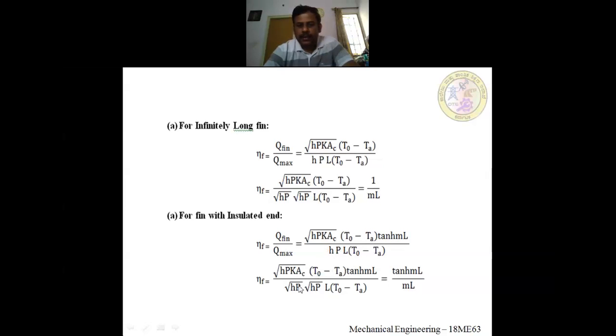So here, once again, square root of HP and square root of HP get cancelled. K times AC is in the numerator; you can bring it to the denominator, and it will become the square root of HP by K times AC, which is nothing but m into L, tanh(mL). So this is the formula for the efficiency of an insulated fin.